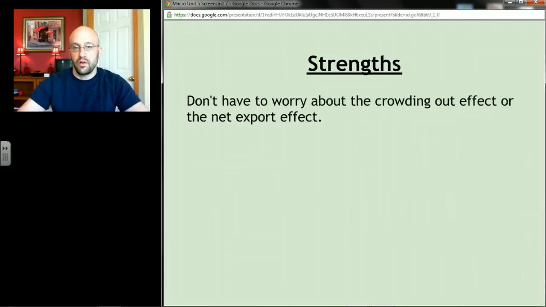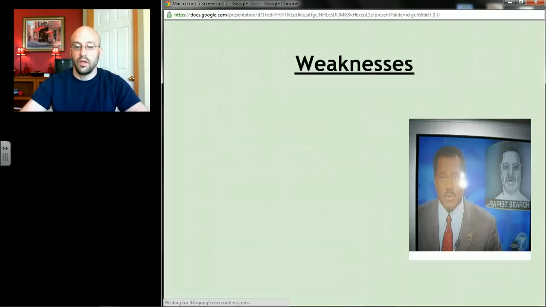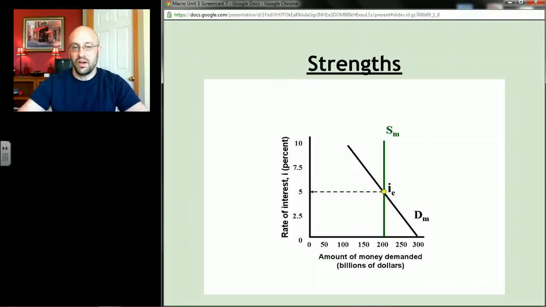Another strength of monetary policy over fiscal policy is that you don't have to worry about those crowding out or net export effects like you did with fiscal policy. And in fact, monetary policy actually helps with the crowding out and net export effects. Let me show you why. To do that, I'm going to use the money market graph that we've seen. I could just as easily do this in the loanable funds graph, but just to keep with the money market graph, let me show you why monetary policy might be a little bit better.